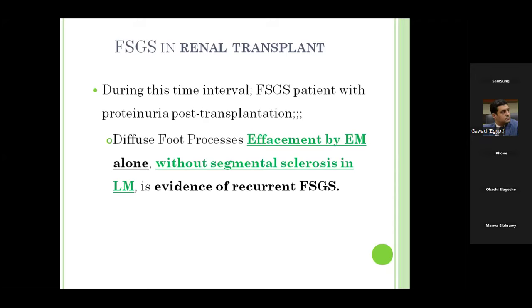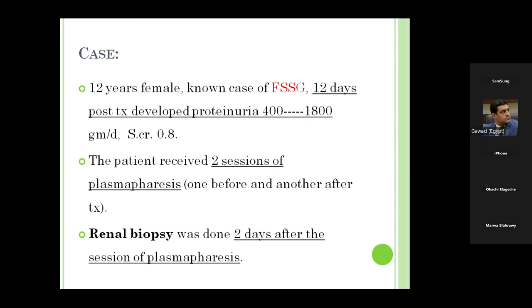This is a patient of primary focal segmental glomerulosclerosis. Post-transplantation, 1 week post-transplantation, he developed proteinuria. Is this minimal change disease, yes or no? Can anyone answer? Please answer in the chat. No, they are saying no. No, he's a patient of recurring focal segmental glomerulosclerosis.